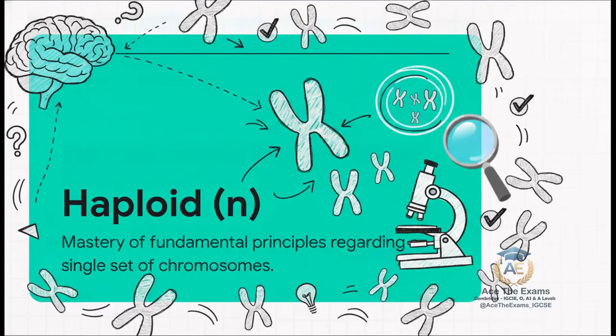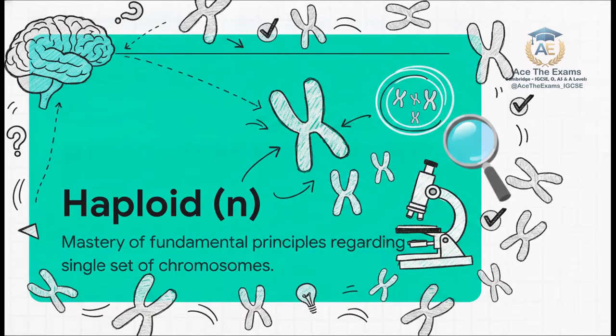Right, let's break this down. When the syllabus tests you on haploid, or N, it is definitely not looking for a basic textbook regurgitation. It's testing your mastery of the fundamental principles behind a single set of chromosomes. You've got to prove that your baseline conceptual framework is rock solid. It's really about knowing exactly what that single set represents in the entire, broader biological picture.